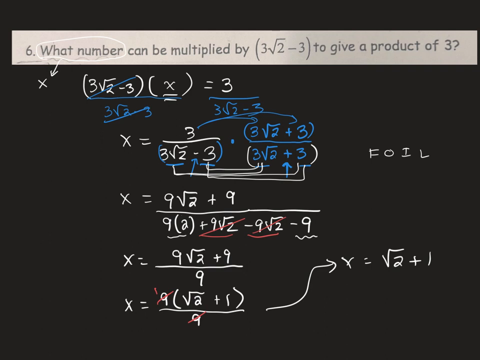And there you go. What number can be multiplied by that to give a product of 3? That number would be square root of 2 plus 1.